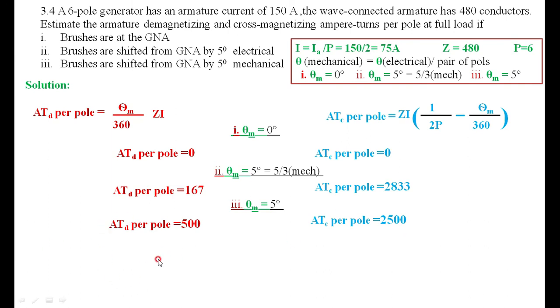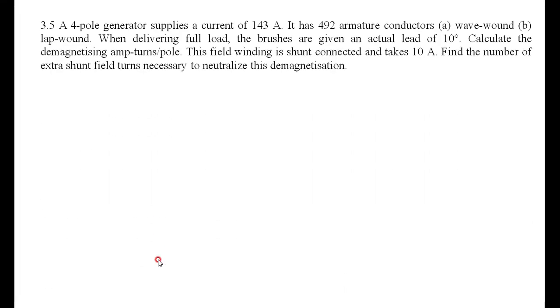So we have to calculate the next numerical. In the last numerical, we have to find the extra shunt field turns necessary to neutralize the demagnetizing effect, that is, the extra turns required to nullify the demagnetizing effect. The equation for the extra number of turns is ATD divided by IF. Therefore, you first find ATD, then the extra turns required to compensate ATD. Here he has given one more twist: the generator supplies a current of 143 amperes to the load. Apart from that, there is 10 amperes of field current.